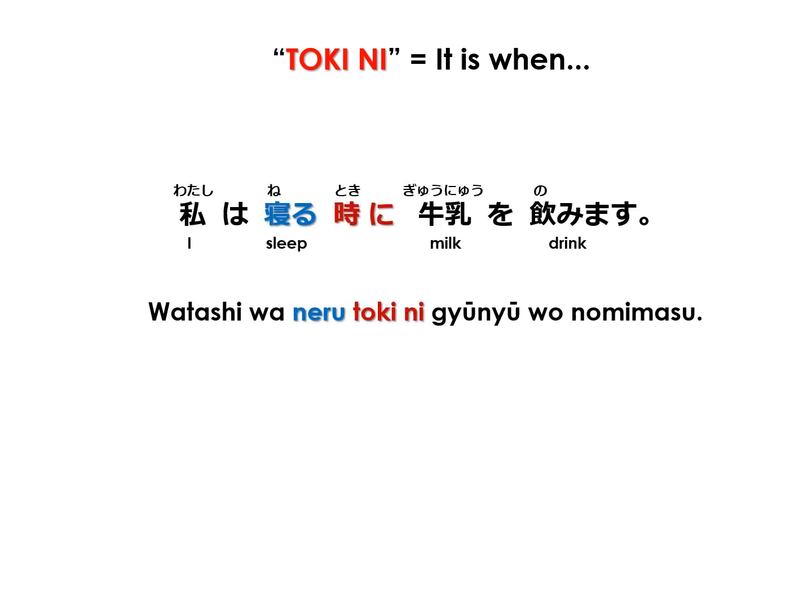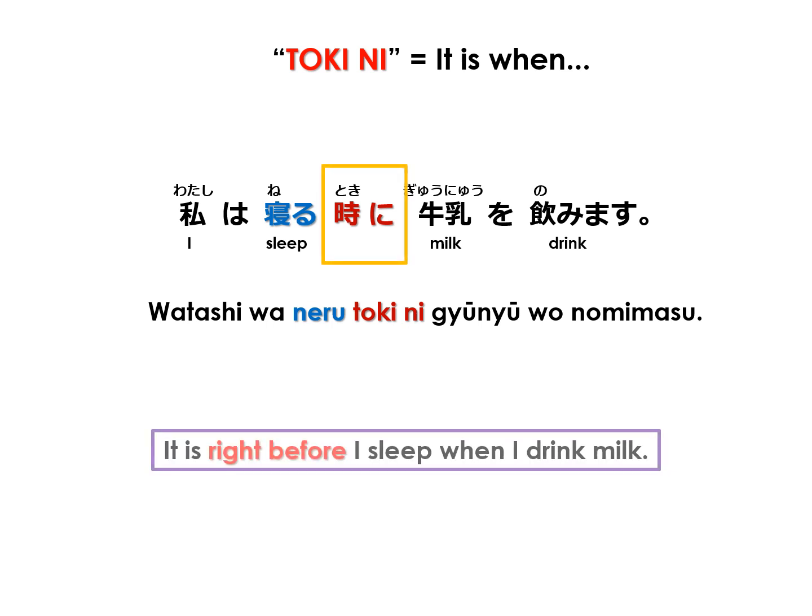For example, 私は寝る時に牛乳を飲みます。We have 時に。In English, it is right before I sleep that I drink milk.